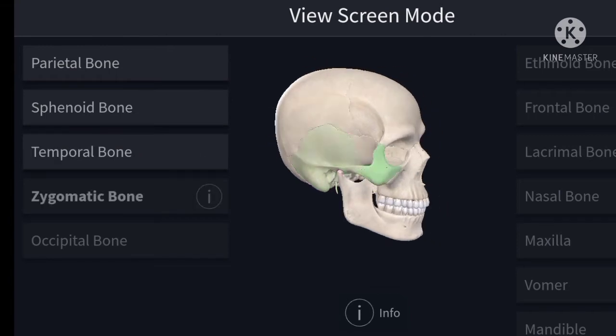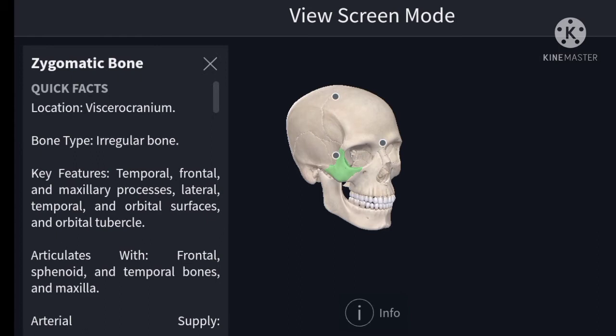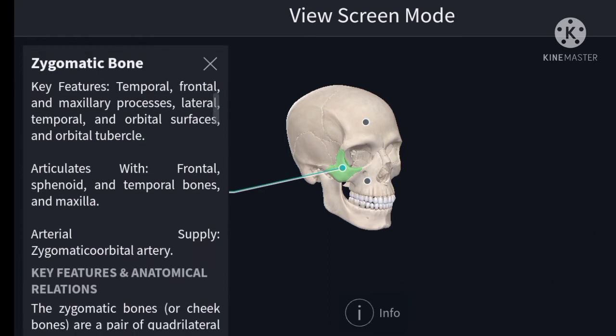Now we will talk about the zygomatic bone. As you can see here, this is a zygomatic bone and it is also a type of irregular bone which is located in the viscerocranium. It articulates with the frontal bone, sphenoid bone, temporal bone and maxilla, and it is supplied by the zygomaticoorbital artery.